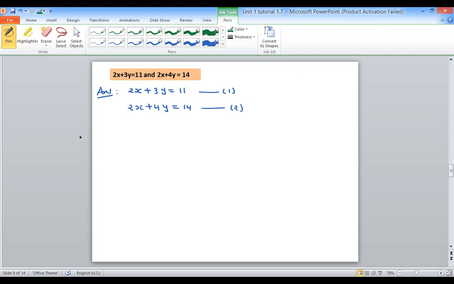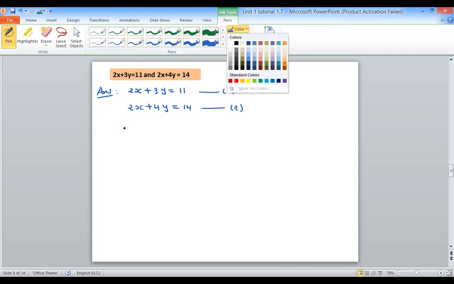Good. We just eliminate equation 1 by 2. You just take the two equations and subtract. So you must write the reason, what you can do. So I'm taking equation 1.